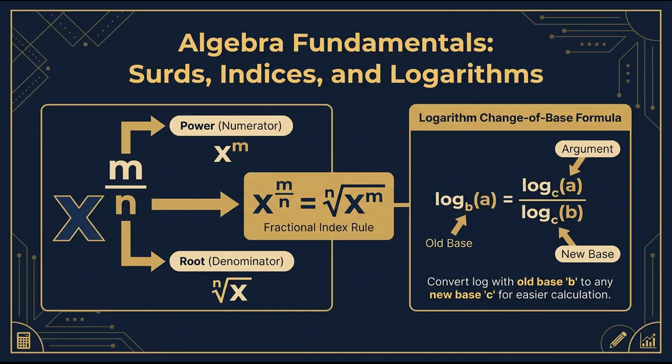When rationalizing a fraction with a denominator like 2 plus root 5, multiply both the numerator and the denominator by the conjugate, which is 2 minus root 5.